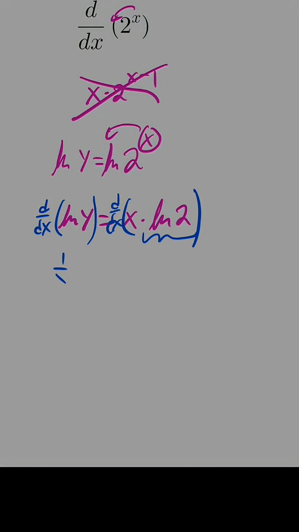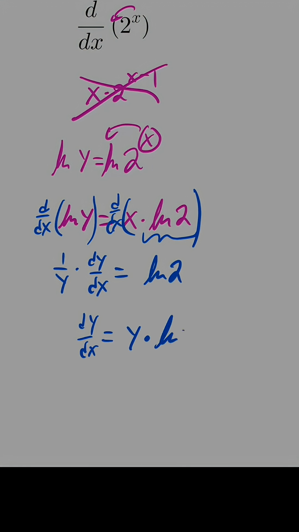So that's 1 over y times the derivative of what's inside y, which is dy/dx. Leave in the comments if you want to see something done on implicit differentiation. And that's equal to the natural log of 2. In the same way the derivative of 5x is just equal to 5, since natural log of 2 is a constant. Now I'm going to multiply both sides by y, and I get dy/dx is equal to y times the natural log of 2.